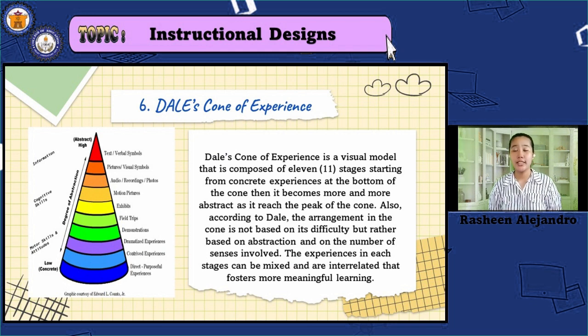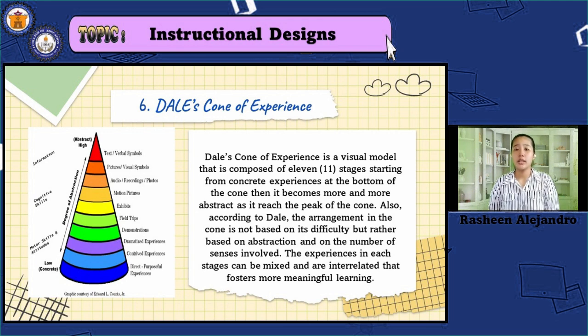The last instructional design is what we call Dale's Cone of Experience. It is a visual model composed of 11 stages, starting from concrete experiences at the bottom of the cone, then becoming more and more abstract as it reaches the peak of the cone. According to Dale, the arrangement in the cone is not based on difficulty, but rather on abstraction and on the number of senses involved. The experiences in each stage can be mixed or interrelated, which fosters more meaningful learning. So it helps teachers plan different kinds of learning experiences.